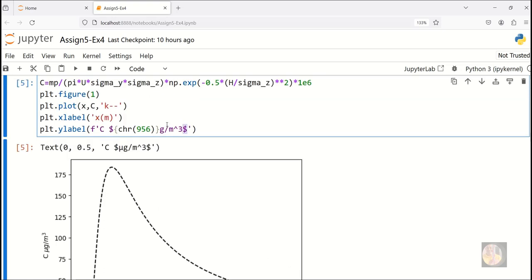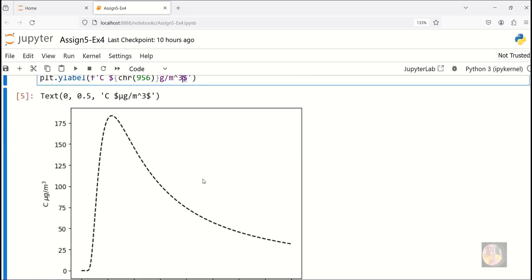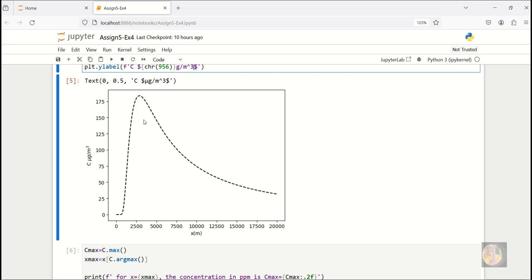It's better in terms of aesthetics. So that's why. And here x. If you look at your figure, the maximum is somewhere here, between 2,000 and 5,000 meters, and I kept x in meter. I just divided by 1,000 in the calculation to keep x in meters.